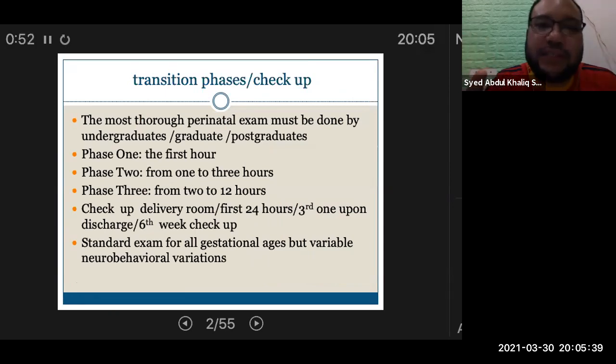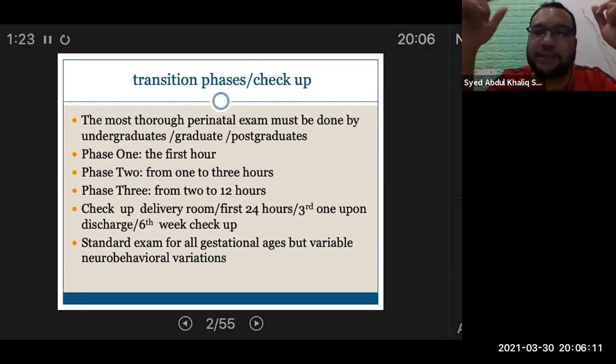Basically, newborn examination is the most thorough perinatal exam, and it must be done by undergraduates, graduates, or postgraduates. And we do it in several phases. The first phase is the first hour of life, when we resuscitate the baby and assess the baby. Then we reassess again around 1 to 3 hours of life, and so on and so forth. So these are among the phases in which we usually examine and assess newborn babies.